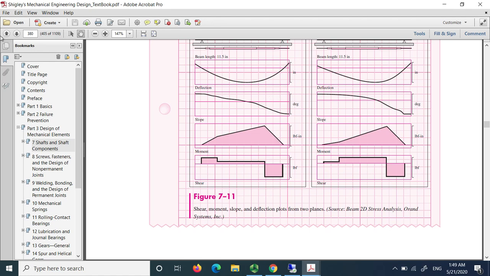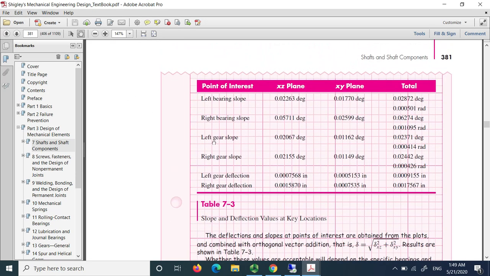Alright, so we have this table in your book summarizing slope and displacement at critical elements, critical components. For the left gear, you see the deflection in the xz plane is this much, in the xy plane this much, and my total, which is the more important value, for the left gear is 0.00092.